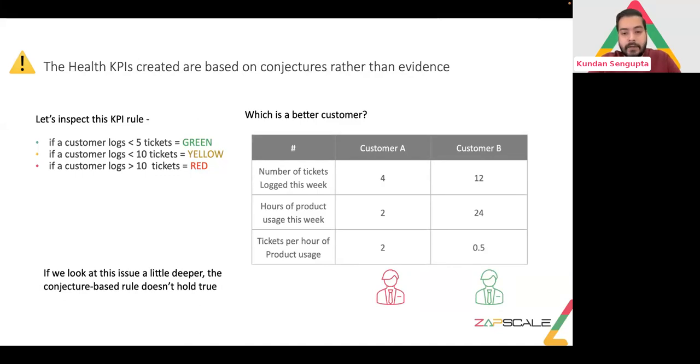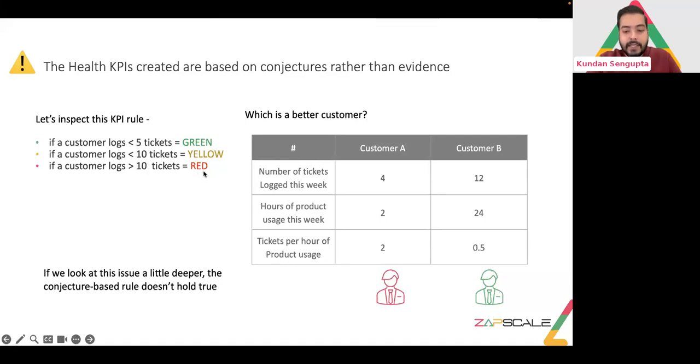So the moment you look into the problem a little bit deeper, the conjecture based health KPI or the indicator that we had made does not really hold ground any longer. Also, let's try to remember the reason why we were creating the customer health scores. It is to prioritize. Now imagine your rule is still the same. Any customer logging greater than 10 tickets in a week is my red customer.